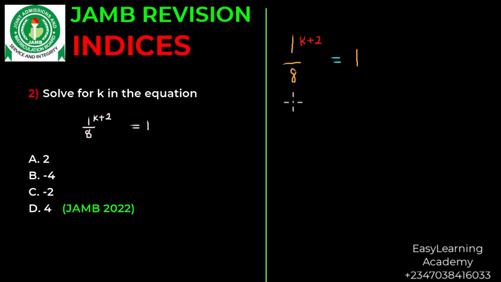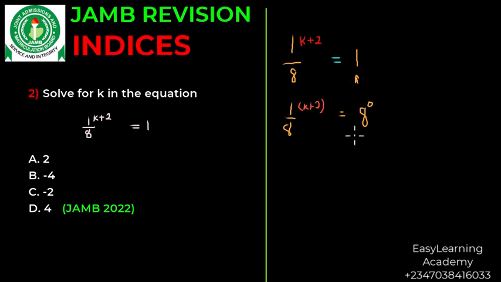Okay, so let's have this one first. Let's have 1 over 8, and the power here is everything here. Put it in brackets so we don't mix it up. It's k plus 2. All right, that's all the power there. Now for the right hand side, we know very well that any number raised to power 0 is 1. So we just invoke it here by saying 8 raised to power 0. That is the same thing as the 1 we are having here.